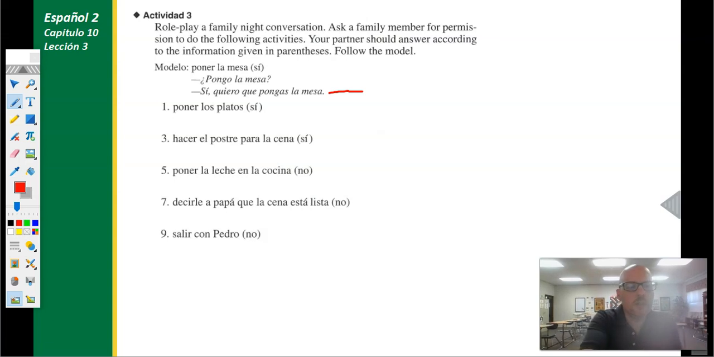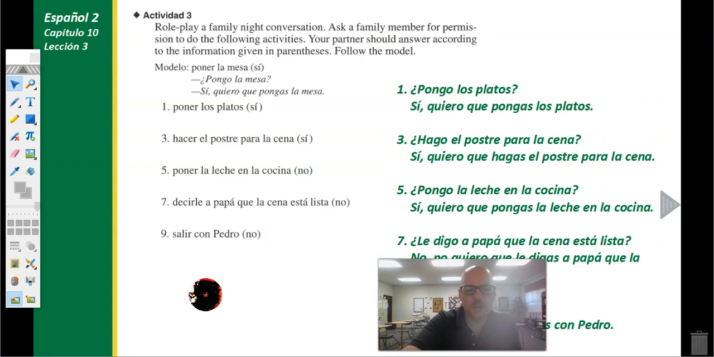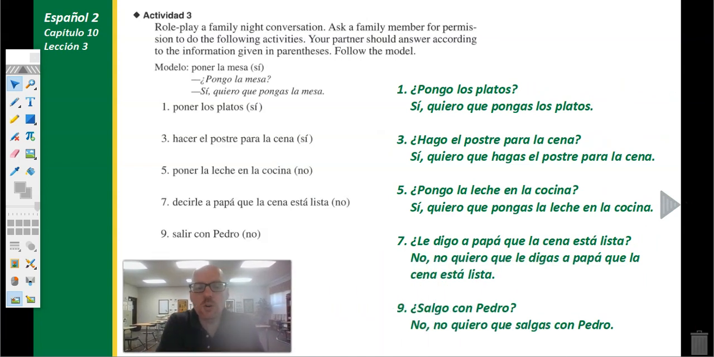Okay, I hope you did all right on those. Let's take a look at those. Check your answers. Remember to mark your corrections in red. Número 1. Pongo los platos. Do I set the plates? Sí, quiero que pongas los platos. Yes, I want you to set the plates or to put the plates.